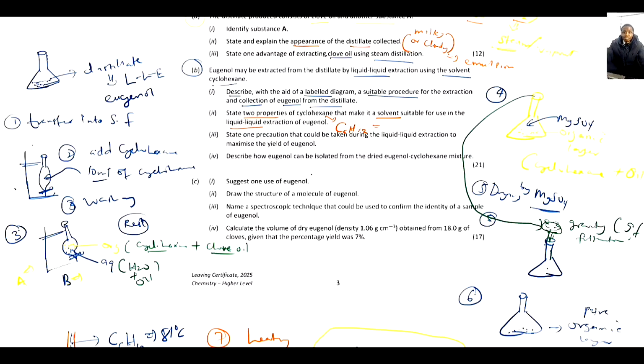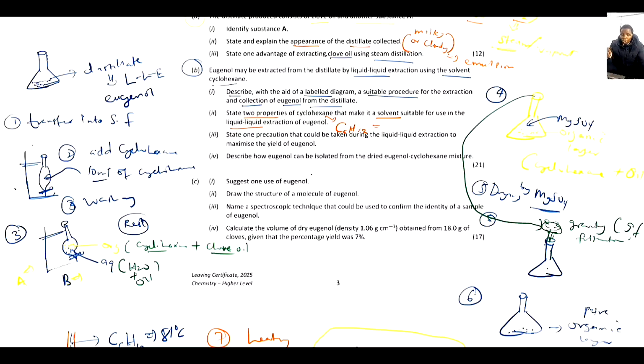And number two, it's immiscible with the aqueous solvent, which is water. So it has insoluble properties in water, that is an aqueous solution, and it can dissolve clove oil. These are the two things that make it unique. Number one, cyclohexane can dissolve clove oil and is insoluble in aqueous solution because it is an organic solvent.